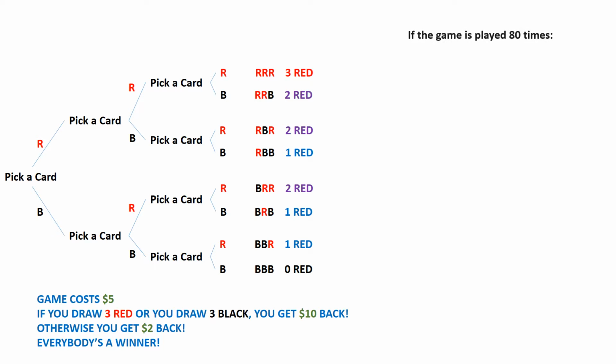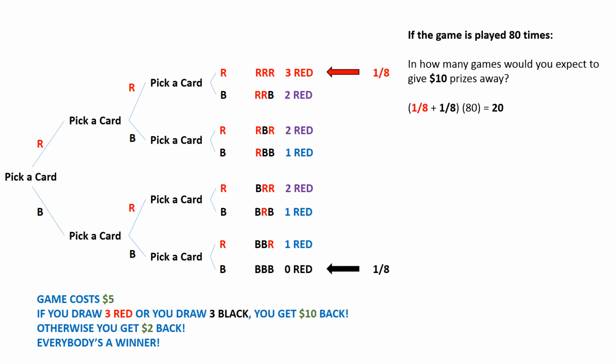Now, if we play this game 80 times, in how many games would we expect to give $10 prizes away? Well, we'll do this on the average 1 out of 8 times for the 3 red cards and 1 out of 8 times for the 3 black cards. We add those probabilities together and multiply by the 80 games, and we see that we would expect to give $10 away 20 times in 80 games.